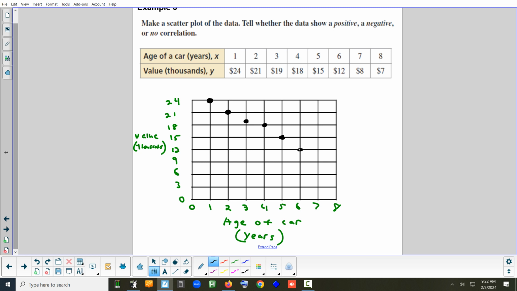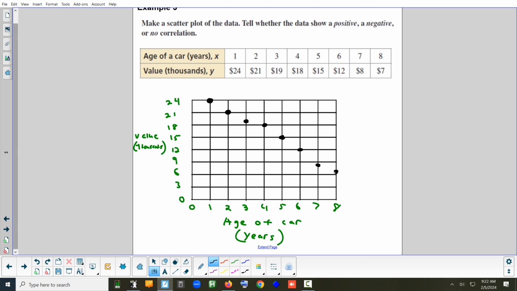Lily, how about the next one after (6, 12)? (7, 8). So (7, 8). All right, I have to estimate that one a little bit below 9. And Eric, my last one? (8, 7). (8, 7). So right about here. All right, so that's our scatter plot.